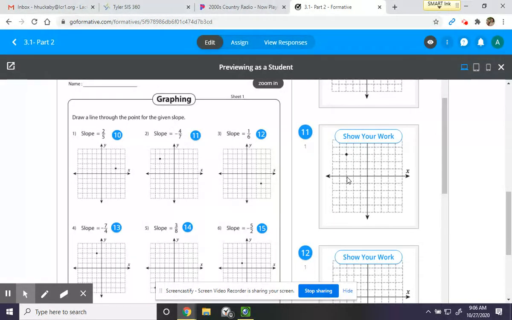So I would go down 4 and over to the right 7. I would have room on that one to just do it like normal. If you don't have room, then you do it backwards. So instead of up and to the right, you would go down and to the left. Or instead of down and to the right, you go up and to the left if it doesn't fit on your graph.